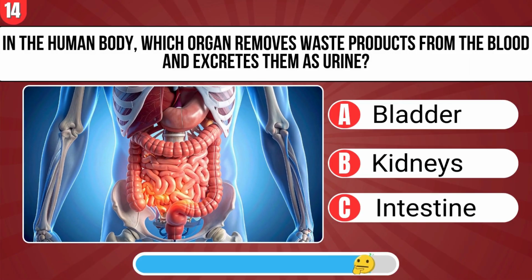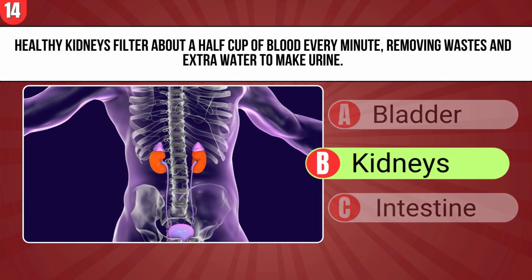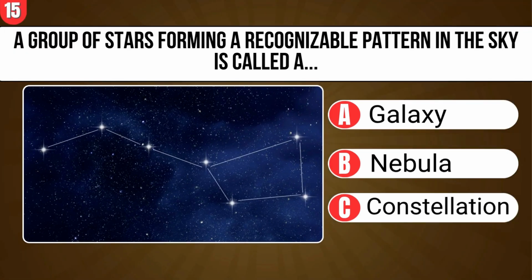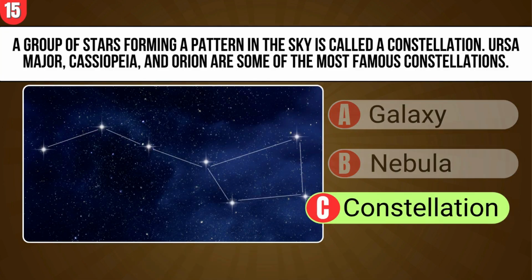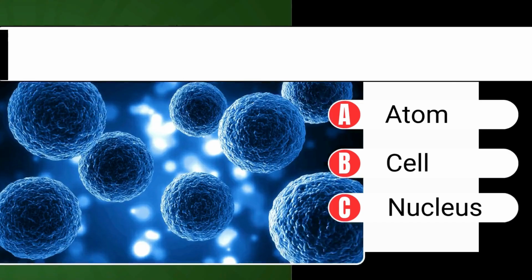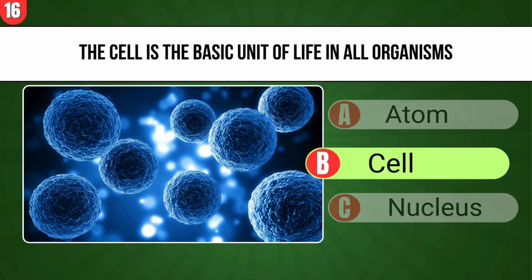In the human body, which organ removes waste products from the blood and excretes them as urine? It's the kidneys. A group of stars forming a recognizable pattern in the sky is called a constellation. Every living thing is built from a basic building block that performs essential functions. What is this smallest unit of life called? The cell is the basic unit of life.